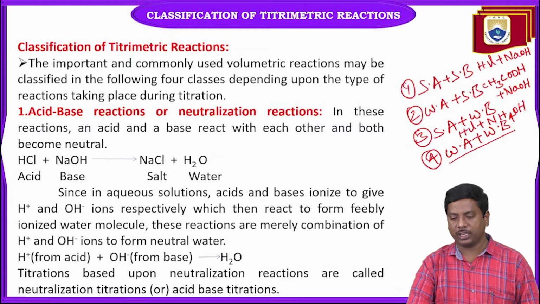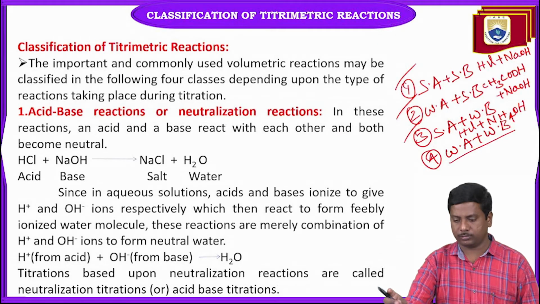So that's why we consider only three types: strong acid and strong base, between hydrochloric acid and sodium hydroxide, and also weak acid and strong base, acetic acid and sodium hydroxide. And the third category is strong acid and weak base. Strong acid means hydrochloric acid and weak base is ammonium hydroxide. So these are the four types of reactions involved in the neutralization reactions.